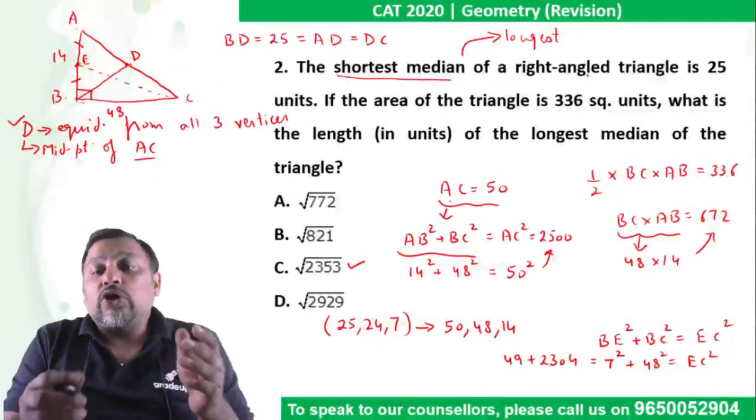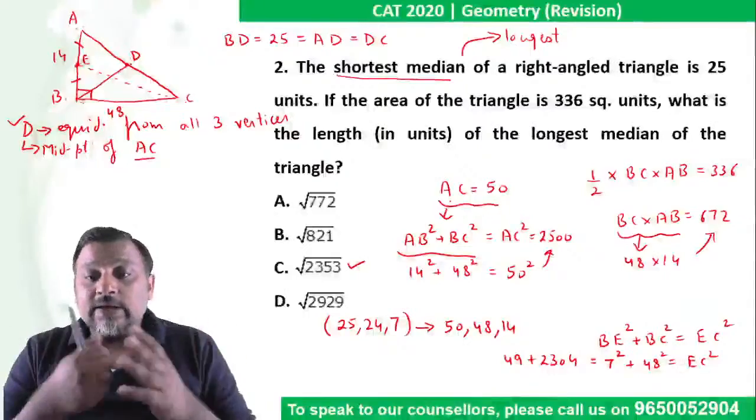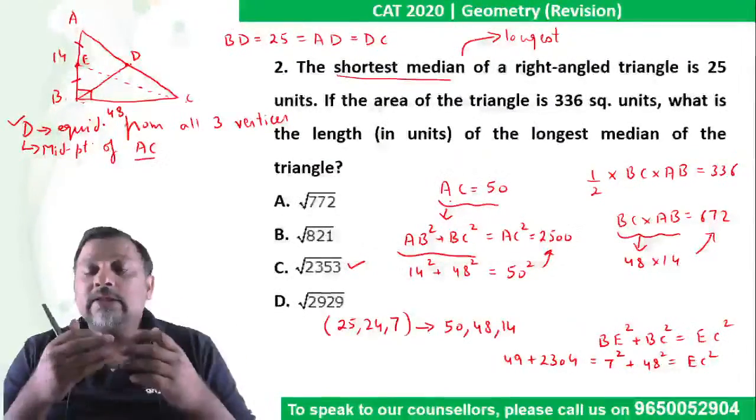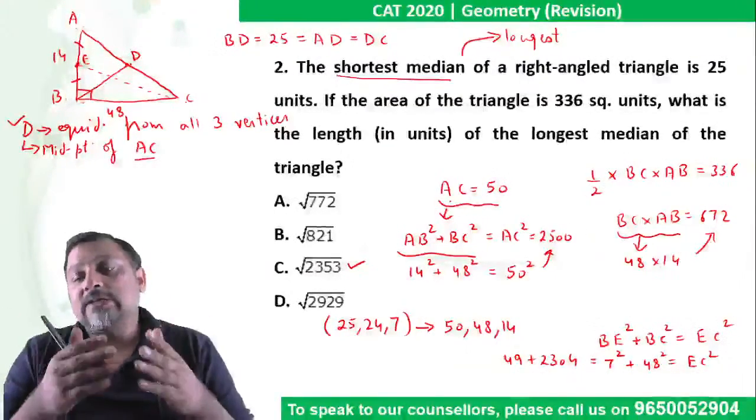As we say, the shortest height is to the longest side. If we drop three heights to a triangle, then the shortest height would be corresponding to the largest base, the largest side.